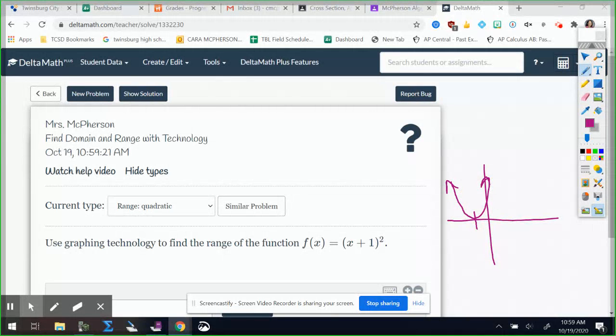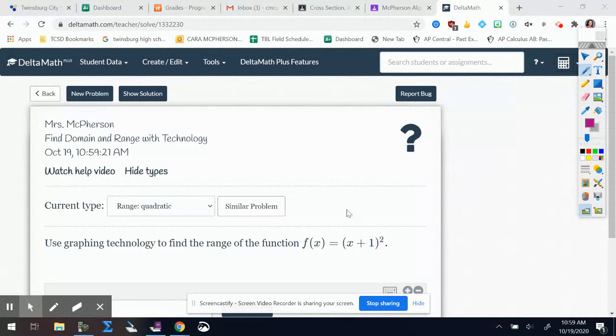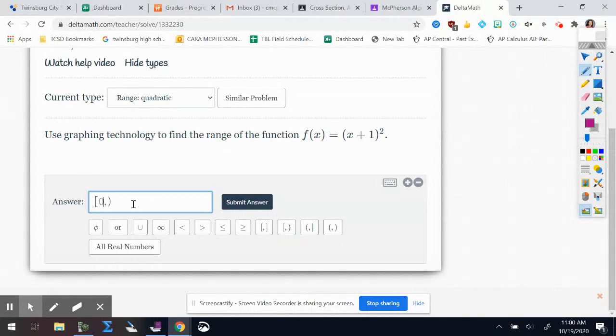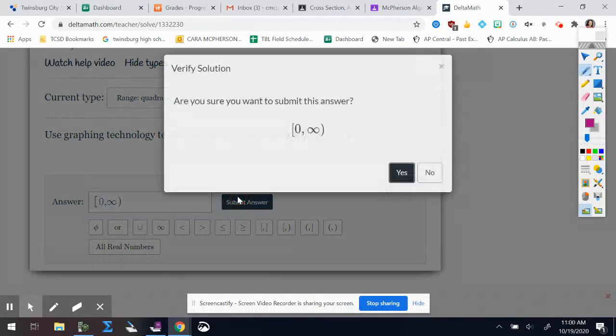So my range is everything from the vertex. The y value of the vertex is 0, and it's everything from 0 up into infinity. So my range, the way I'm going to write that, is I'm going to go from 0 until I get to infinity. I always put a parenthesis around infinity and submit.